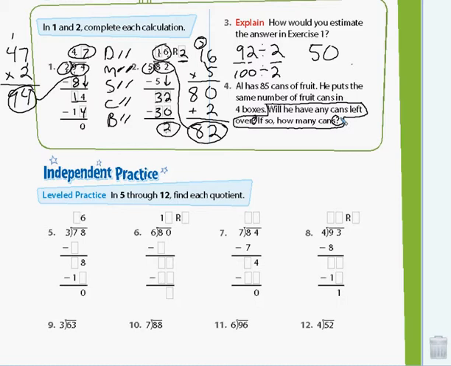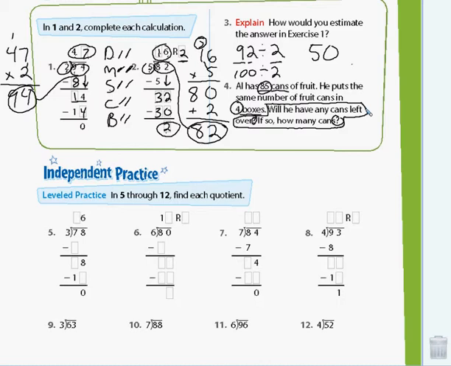Okay, I've got 85. I circle 85. I circle 4. The 85 is referring to cans. The 4 is representing boxes. Now I can tell there's a total of 85 cans. I'm going to separate them evenly amongst 4 boxes. The first thing I want to make sure I can answer the first question, will he have any cans left over? That's going to be a yes or no question. And if so, how many cans? And I'm already kind of thinking in my head that I'm going to do a division problem, and whatever the remainder is going to be how many cans that are left over.